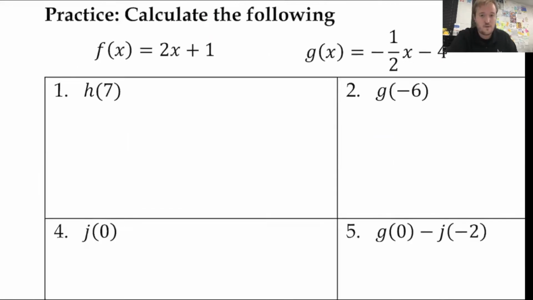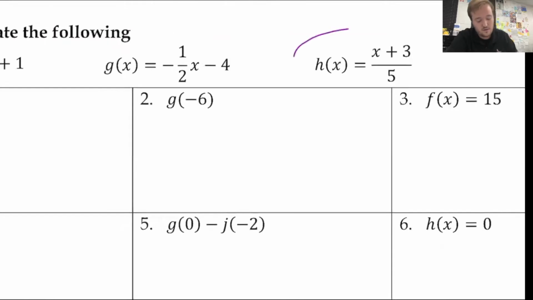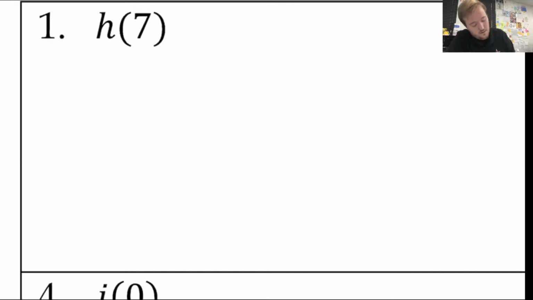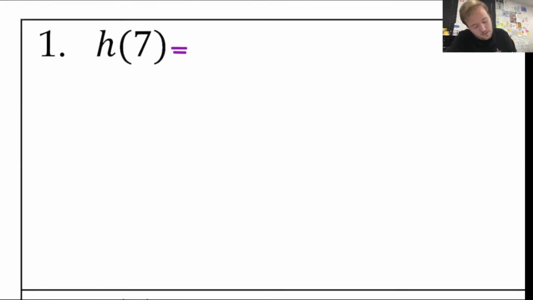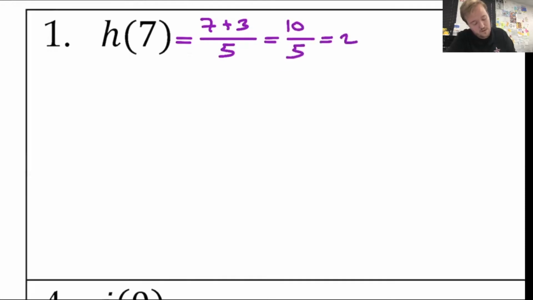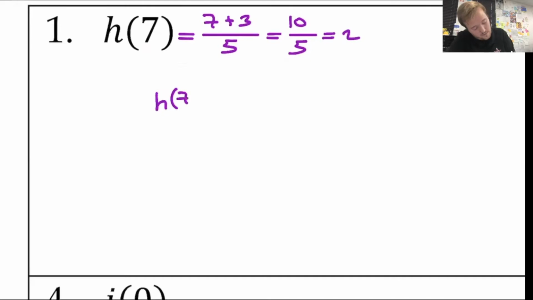So h of 7. You want to find your h of x function, and you're going to plug in 7. With the way it is written, you can actually get away with doing this. So 7 plus 3 divided by 5, which gives you 10 over 5, which simplifies to 2. So h of 7 equals 2. Boom.